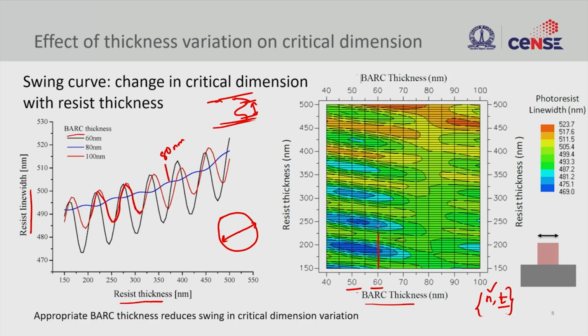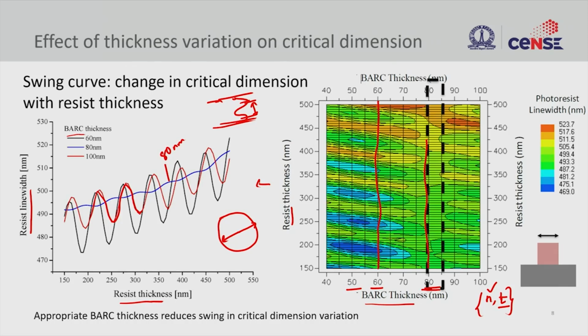So, if I go along this length, what I see is the swing. The CD is varying with respect to resist thickness. That is what we see on this left. So, the left side is the line scan of this, but if you look at 80 nanometer, you almost see no change for a very large range of photoresist thicknesses. Okay. So, this is the thickness that you want to use to have optimal CD uniformity for resist thickness variation as well.